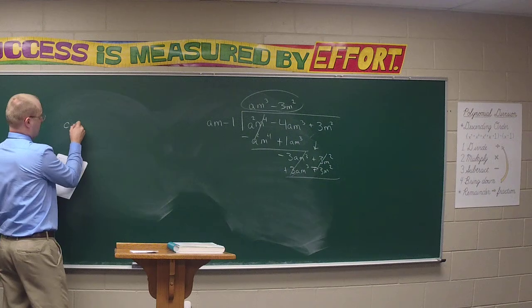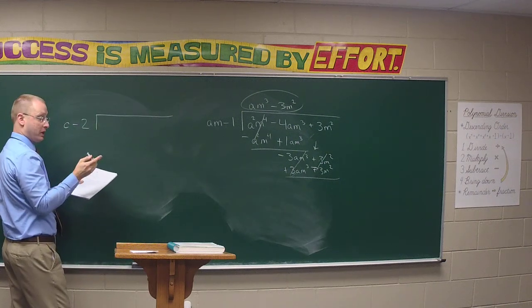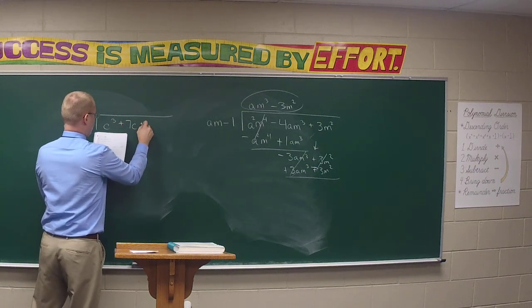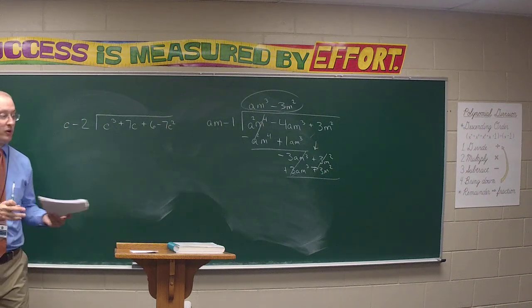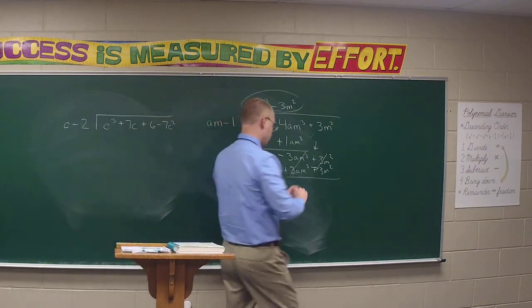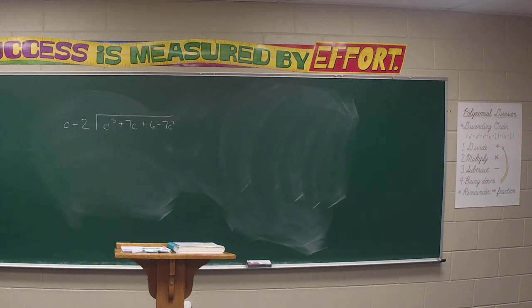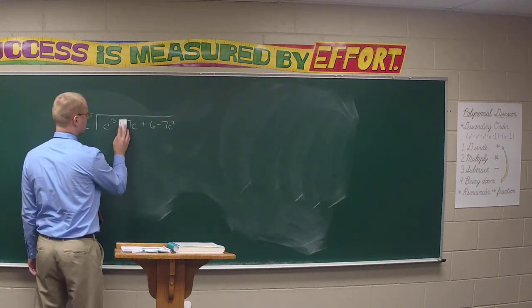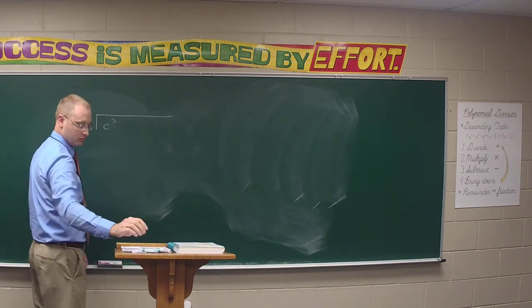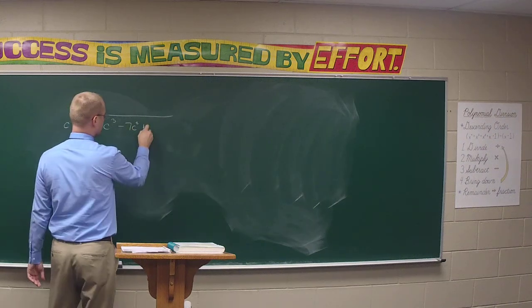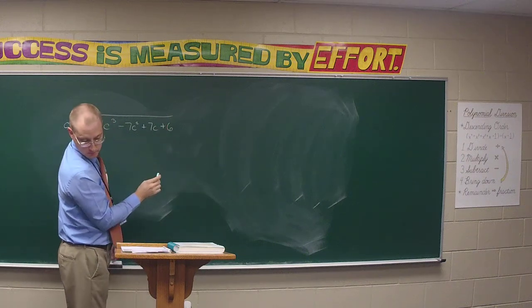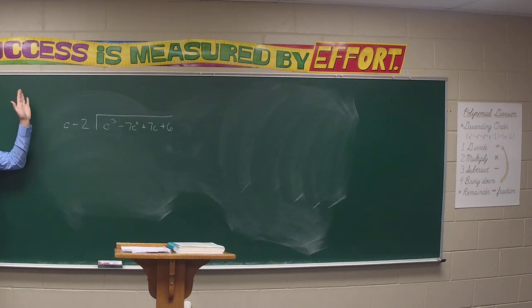In the divisor, c negative 2, and in the dividend, don't copy what I have. c cubed, positive 7c, positive 6, negative 7c squared. But don't copy that down. Fix it before you copy it. How many copied it this way? Excellent, keep working.